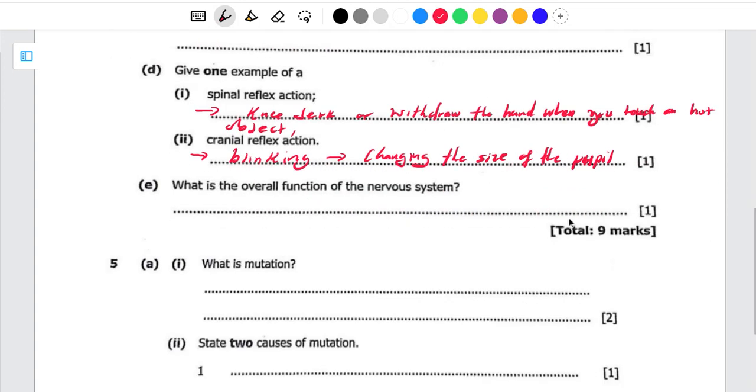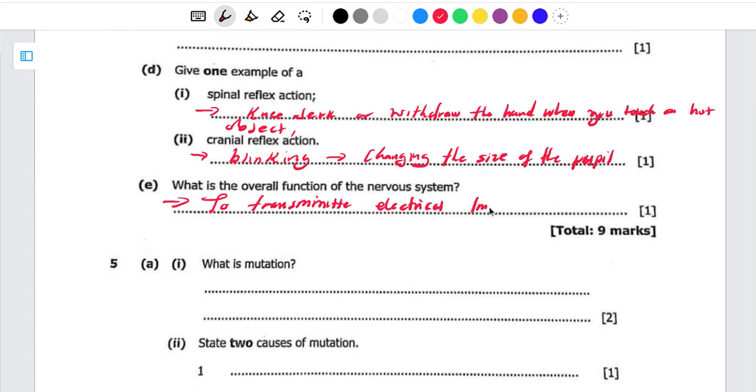Question E asks, what is the overall function of the nervous system? The overall function of the nervous system is to transmit electrical impulses.